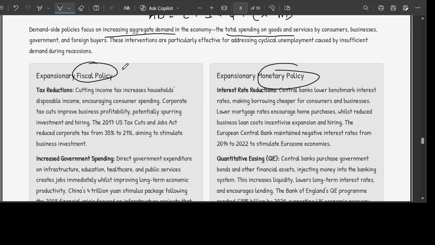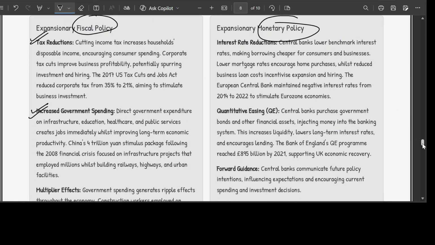So through fiscal policies, tax reductions are done so that people can start demanding more and can spend a good amount of money. And the government also injects spending in the form of infrastructure development projects. The other one is monetary policy, which includes interest rate reductions and quantitative easing, which is through the central banks purchasing government bonds, injecting money into the banking system. The more funds in the bank, the more availability of loans, and the more demand in the economy.